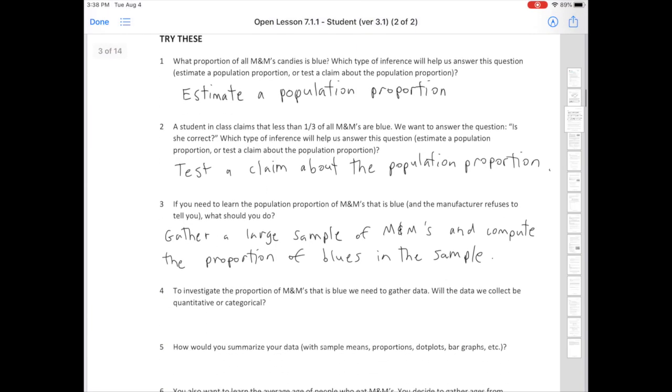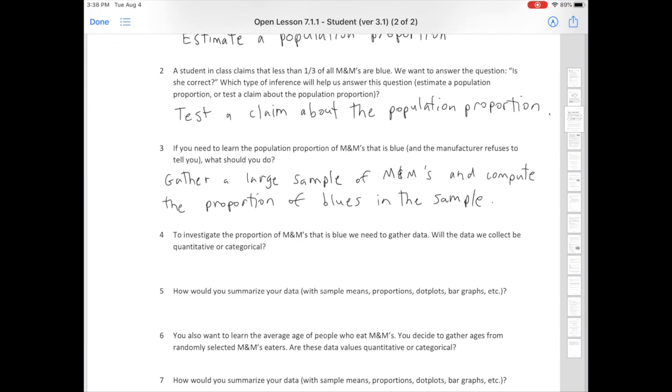Okay, let's keep going here. To investigate the proportion of M&Ms that is blue, we need to gather data. Will the data we collect be quantitative or categorical? Well, let's think about the color blue. Blue is a color, it's not a number. We're not asking, for example, how much does the average M&M weigh? That would be different, we would be measuring with numbers. Here, we're just essentially counting blues. So this is considered categorical.